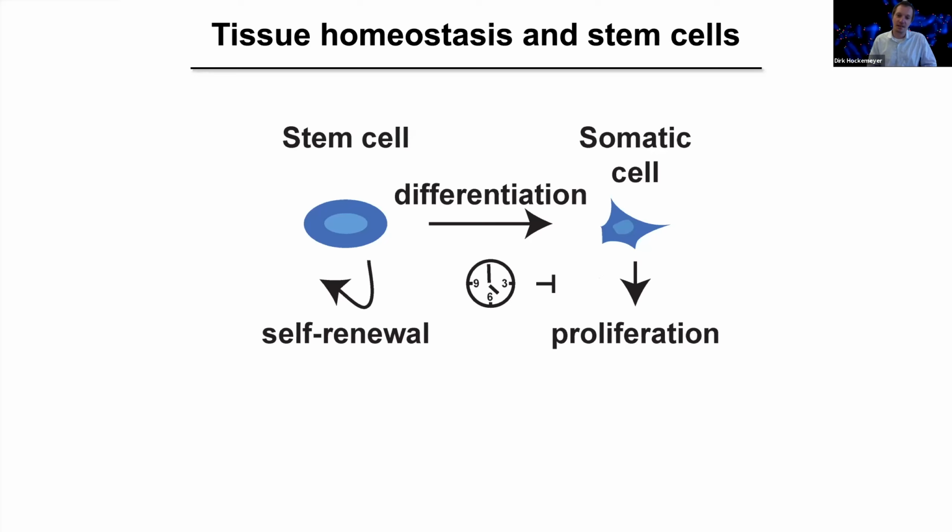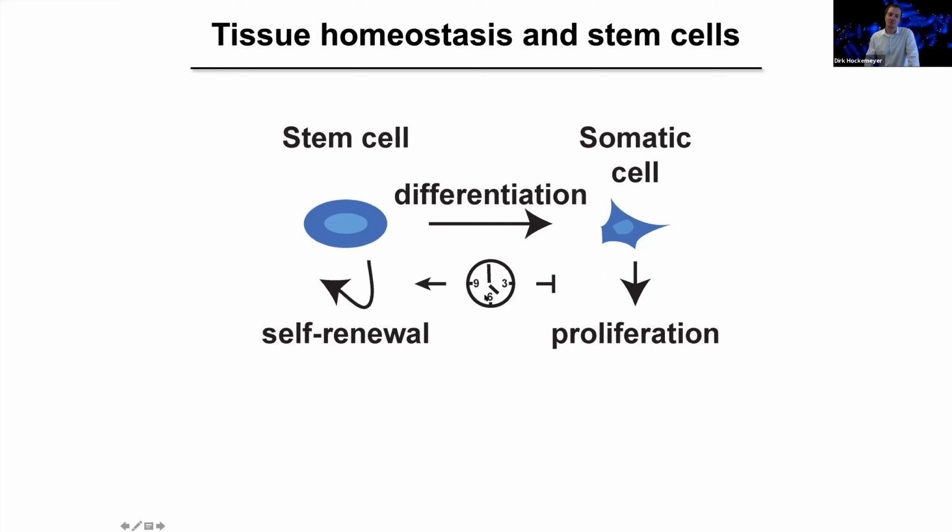And this functions as a strong tumor suppressor mechanism, because if you limit the proliferative capacity of somatic cells, then this prohibits the expansion of this population towards cancer. So this division of labor functions as a tumor suppressor mechanism.